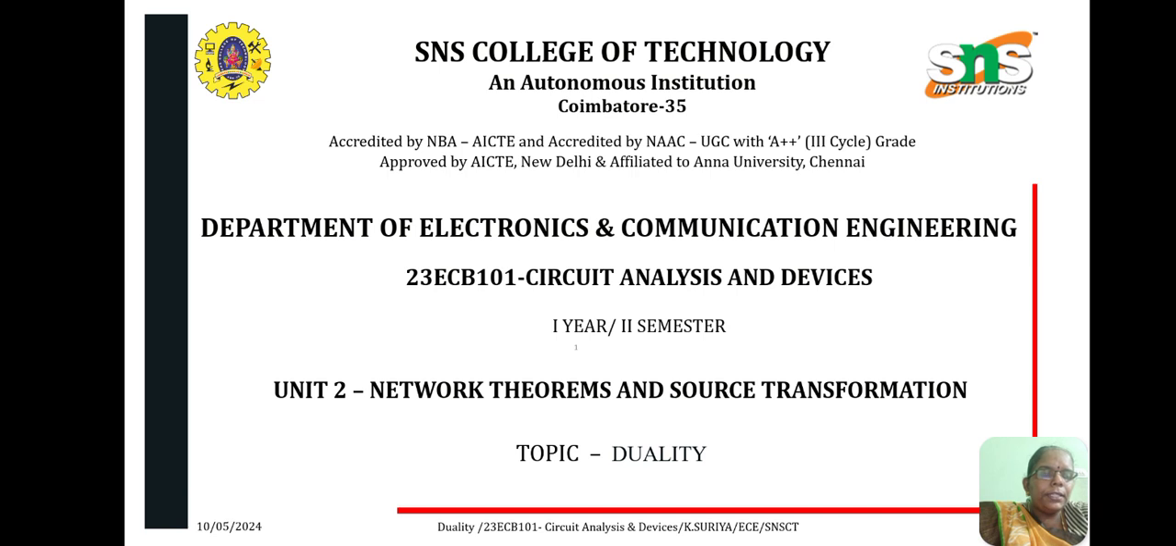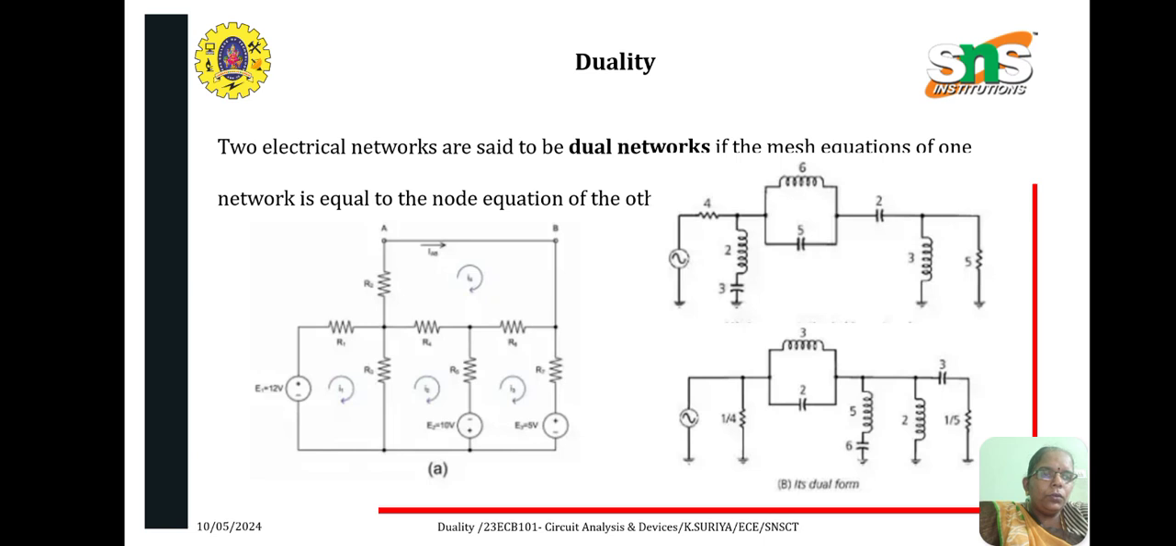In this video, let us see about duality. Two electrical networks are said to be dual networks if the mesh equations of one network are equal to the nodal equations of the other network, as shown in the figure. On the left side, the mesh equations are shown. There are 4 loops, so we will be writing 4 mesh equations and finding out the current. Whereas on the right side, you can write the nodal equations. This is a dual form.